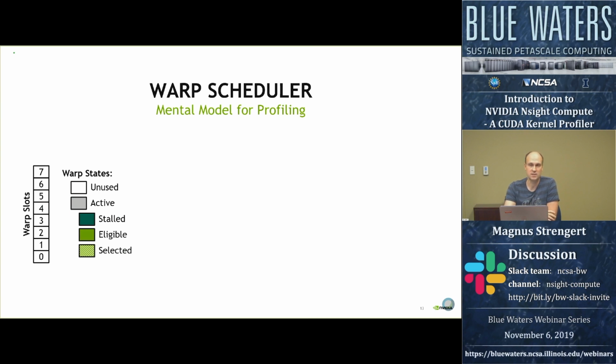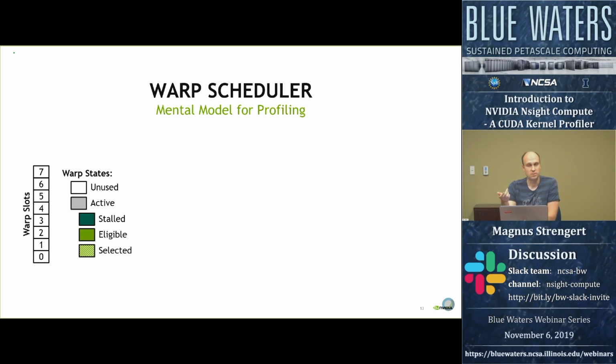It extends to 16 with the same algorithm. And then now we look at warps that we assign to those slots, and we can say if the little cell is white, it's completely unused. If it has a color, it's called active, because then a warp is actually allocated in that warp slot.